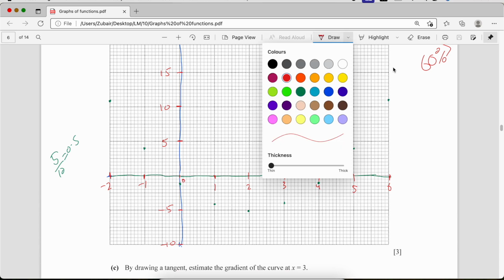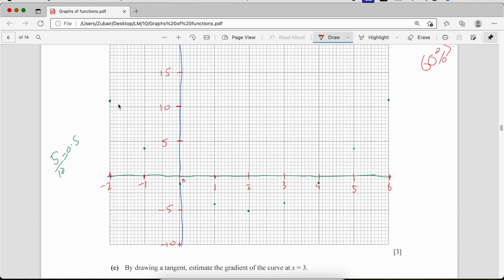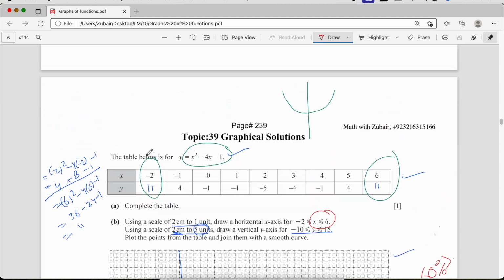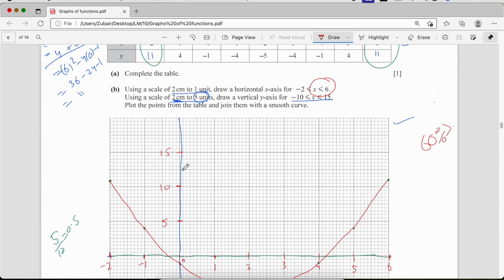Now going through the curve and through these points, you have to ensure that the curve is smooth. For that you'll need some written practice on graph paper. So that's the curve. Equation given, table done, graph made.